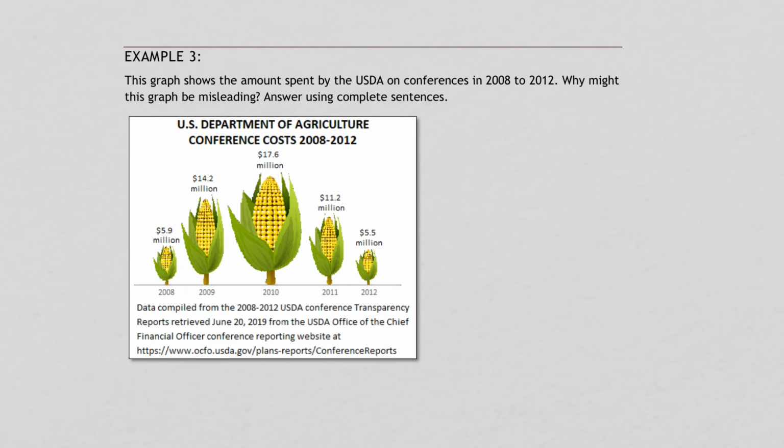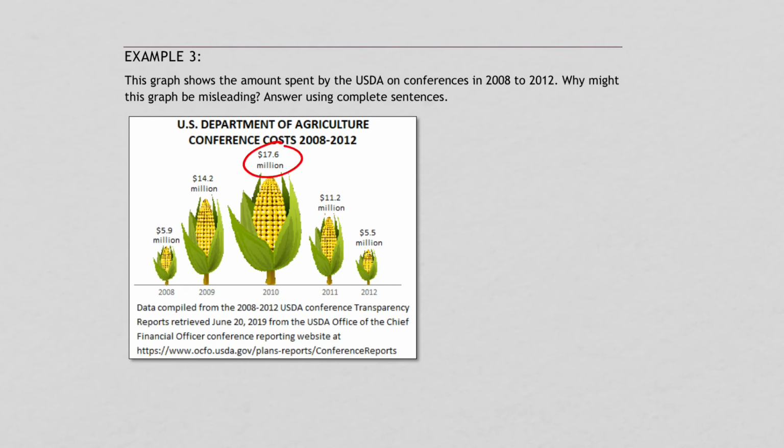It says the U.S. Department of Agriculture conference costs between 2008 and 2012. And they're using pictures of corn for our graph here. And so they're saying in 2010, the most amount was spent, and they're showing that by having a bigger piece of corn. And in 2009, the corn gets a little smaller. In 2011, a little smaller. And the smallest was 2012. So, it tells us what we need to know, but could it be misleading?